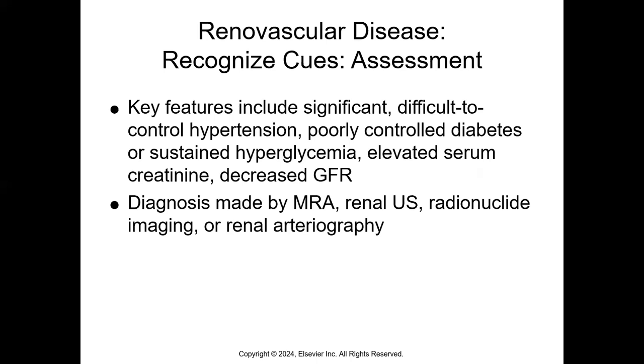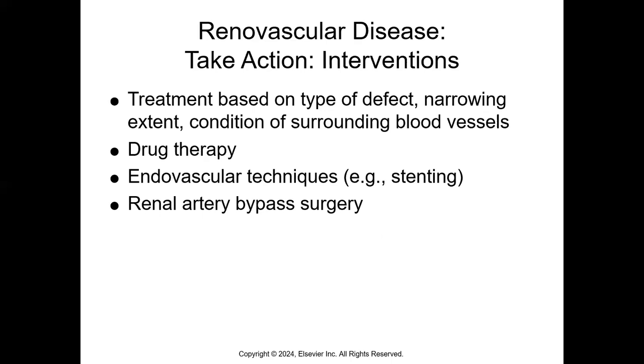So key features is going to be difficult to control hypertension. Diabetes is going to make this worse. And your kidney levels are going to show increased creatinine, increased BUN, and a decreased GFR. So the diagnosis is made through ultrasound or through magnetic resonance angiography, looking at it through radionucleotide imaging or arteriograms.